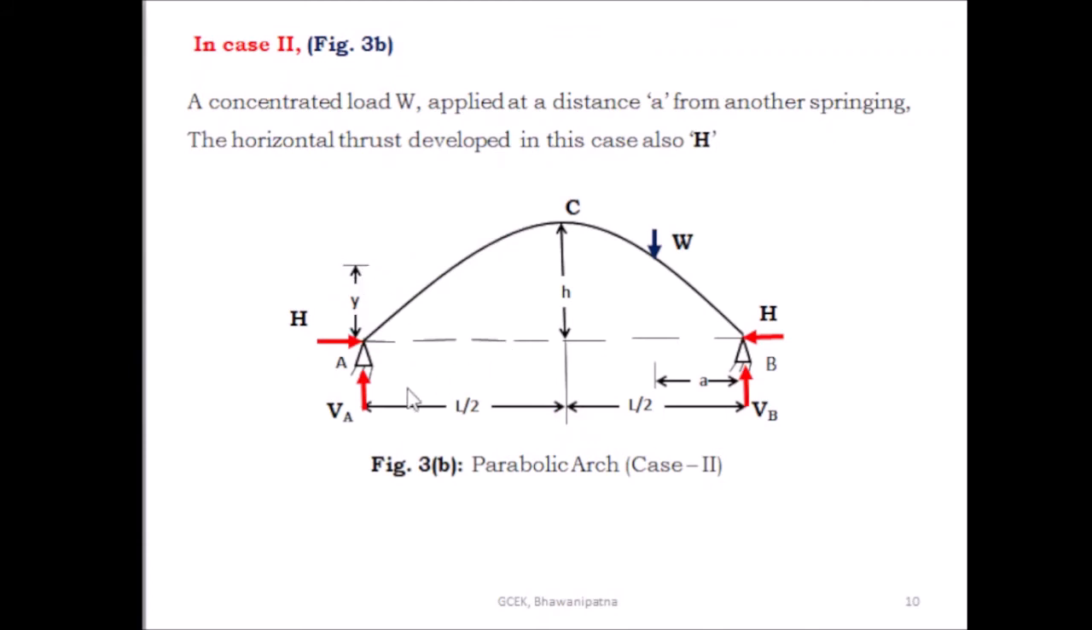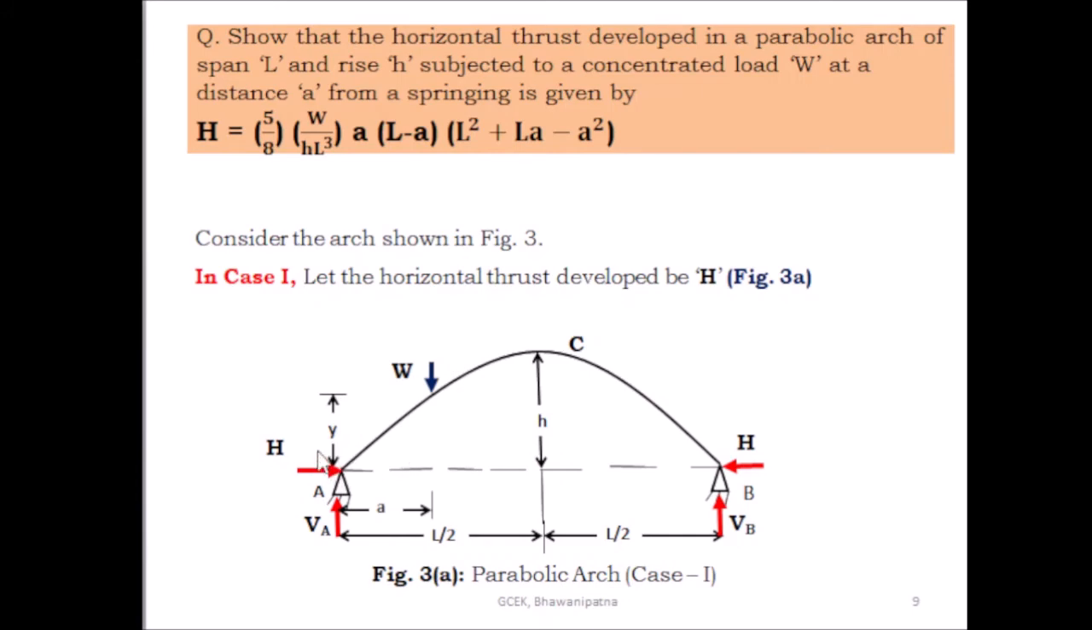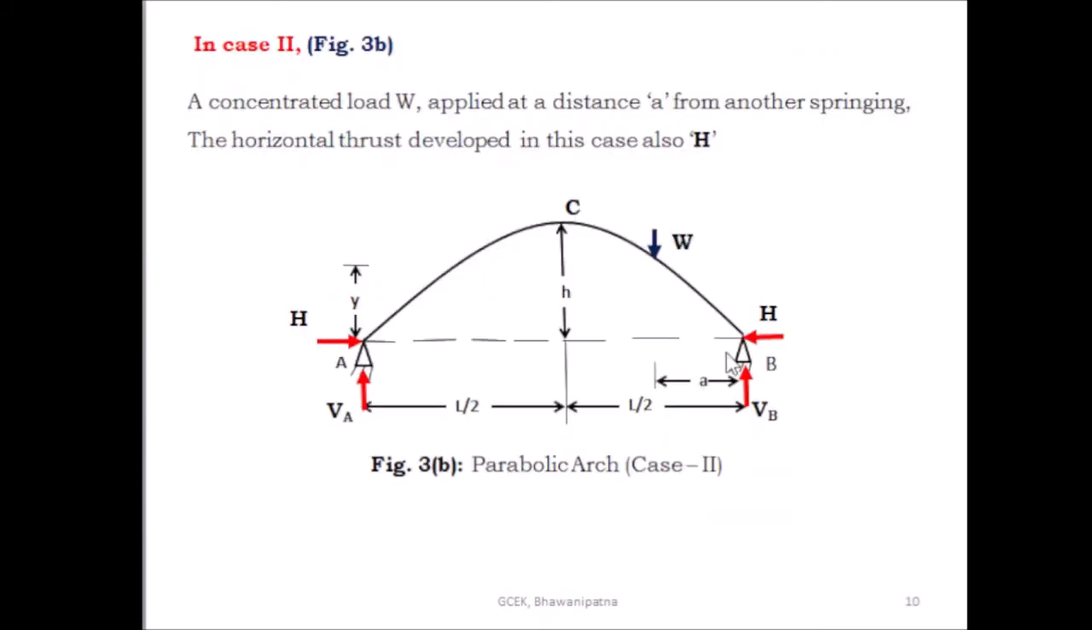Then in case 2, you have to take the same concentrated load at a distance A from the support B. Due to this concentrated load, the horizontal thrust developed at both supports is also H. When the load is on this side at a distance A from the support A, the horizontal thrust developed is H, and when the same load is at a distance A from the support B, here also the horizontal thrust developed at both supports is H. This is case 2.